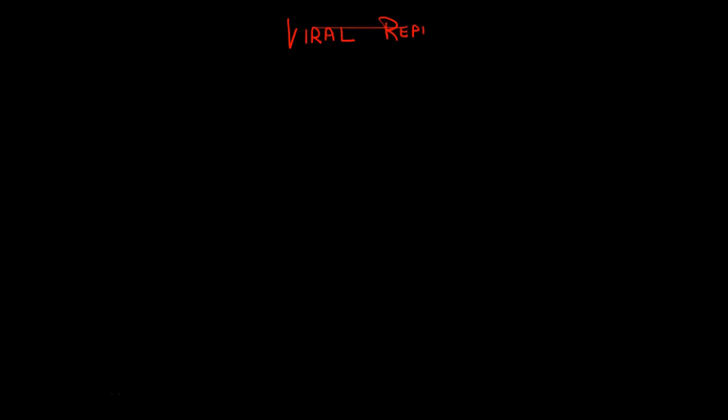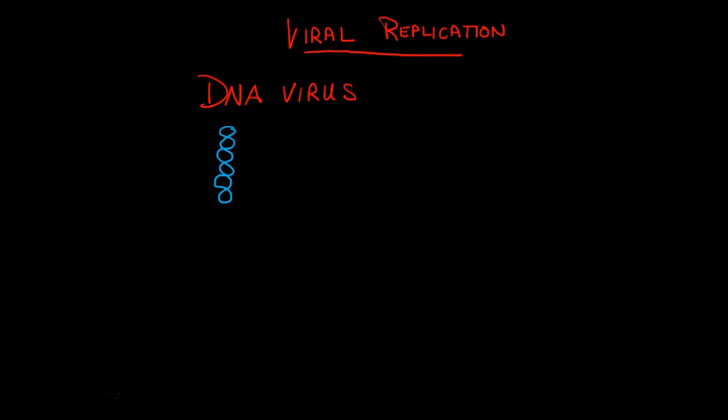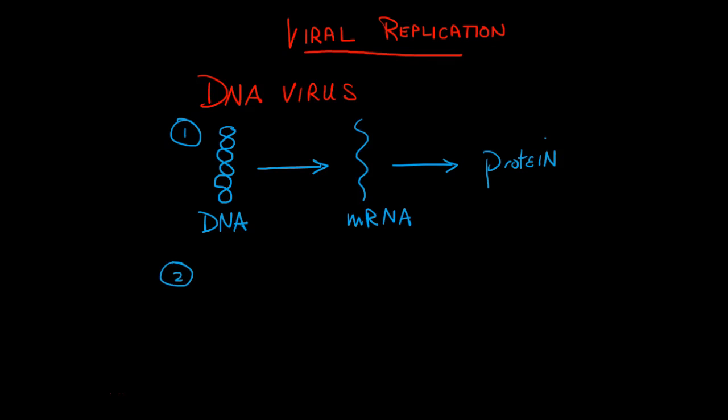And then let's take a look at viral replication, which is a little bit different depending on whether the virus is a DNA virus or an RNA virus. So in this slide, we're going to take a look at DNA viruses. DNA viruses have a molecule of DNA, and that DNA is going to be transcribed into messenger RNA, which is then used to make protein. That's one way. Or the DNA can integrate into the host genome and become a provirus.